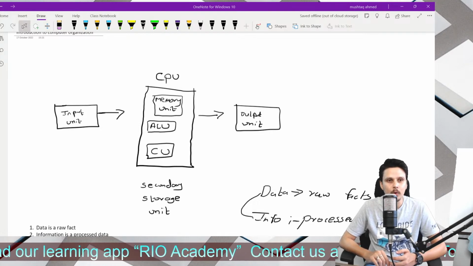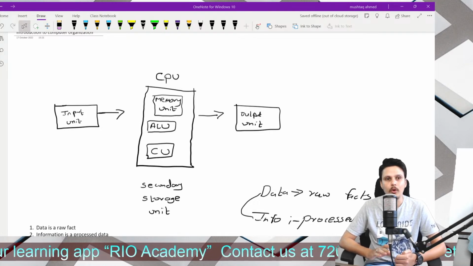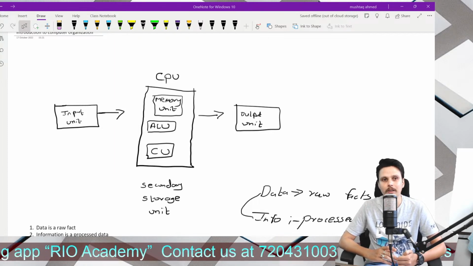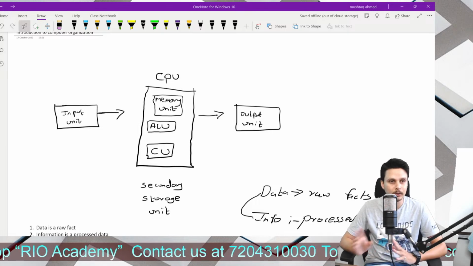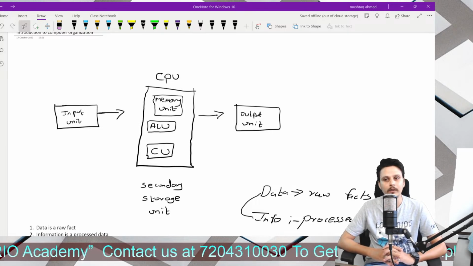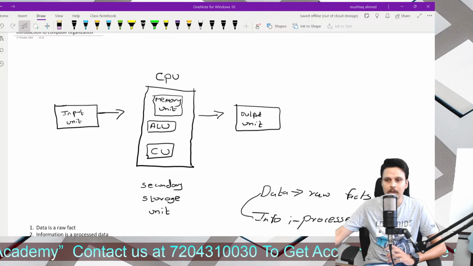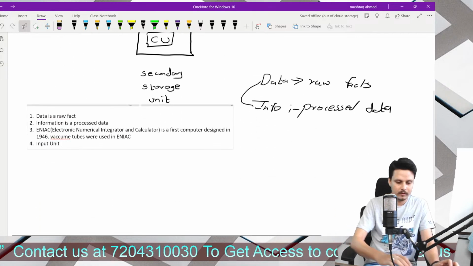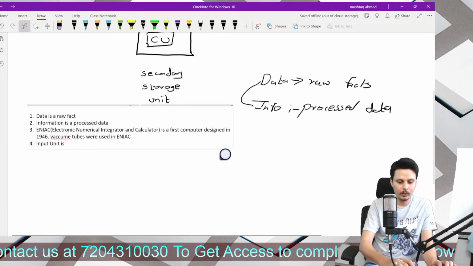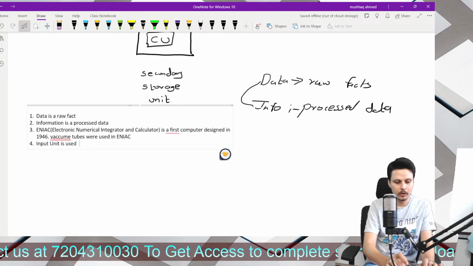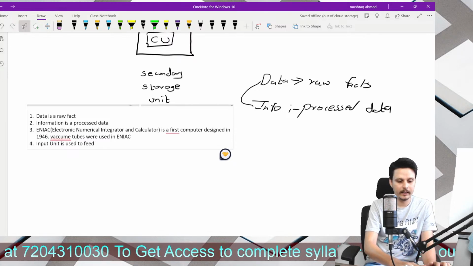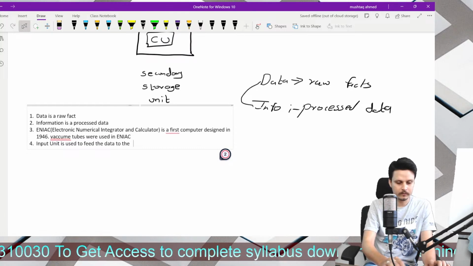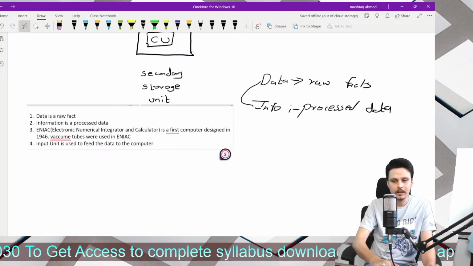Scanner, what does it do? It scans your photo and sends that photo's soft copy to the computer. Whatever data is sent to the computer will come under input unit. So what do you mean by input unit? Input unit is used to feed the data to the computer.